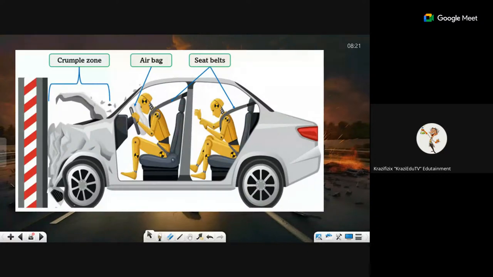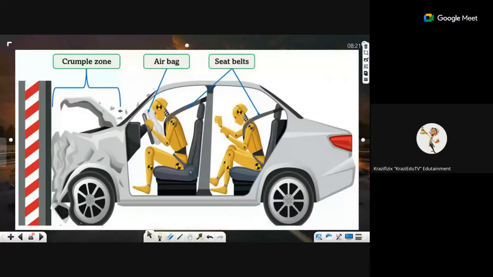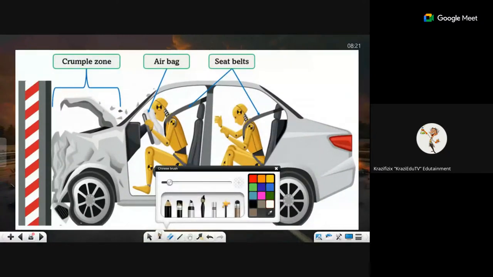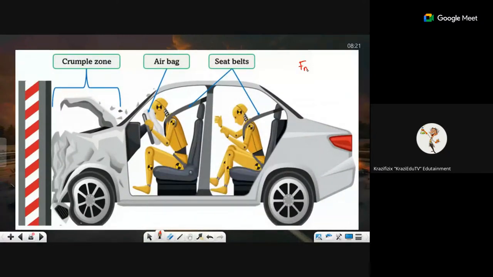All right, guys, I've got three things here: crumble zone, airbag, and seat belts. These are all safety devices of a car, and they are all using the same principle. And what principle are they all using? F net is inversely proportional to time. All of these three will increase your time.